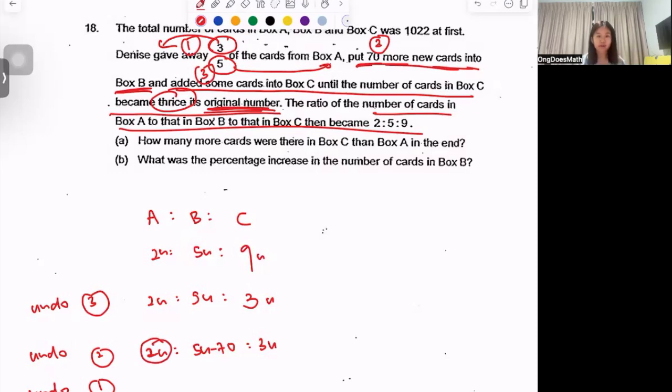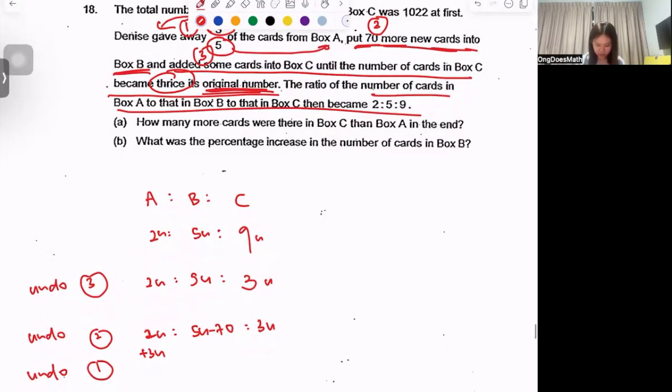So since you gave away in step 1, to undo step 1, we have to put back whatever we give back, right? Which means that we have to plus 3 units. So after you undo, it will be 5 units. So 5 units minus 70 is to 3 units. So this was the original.